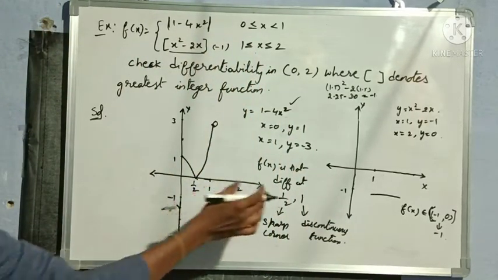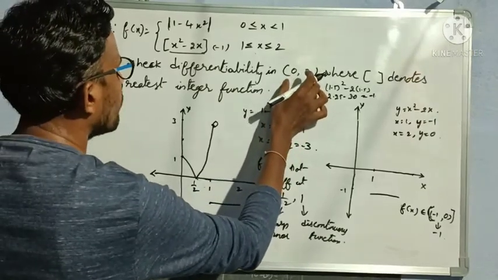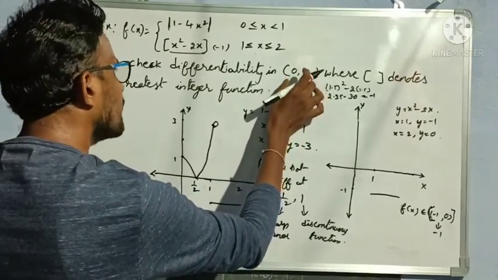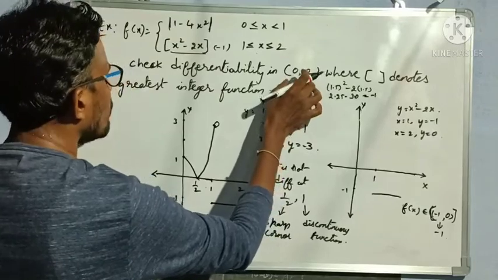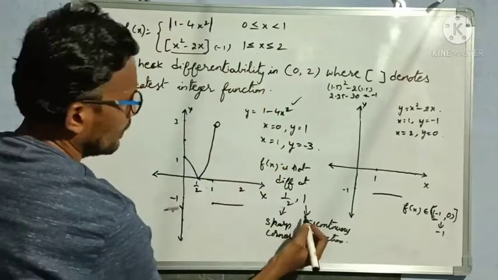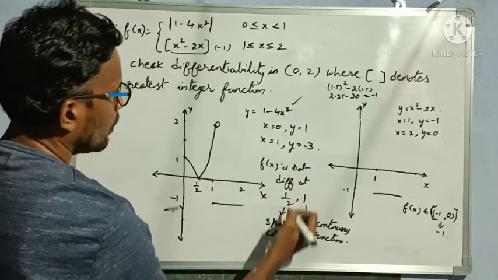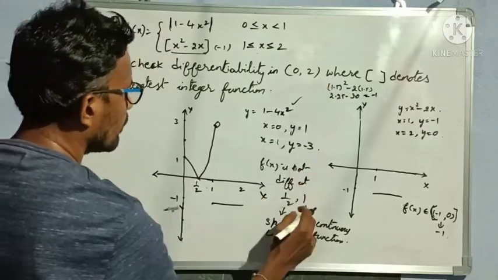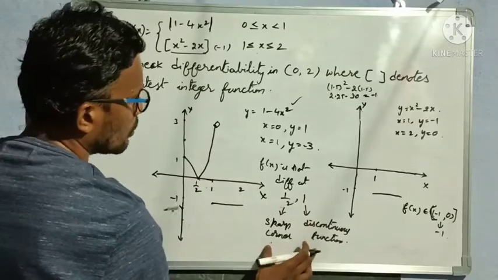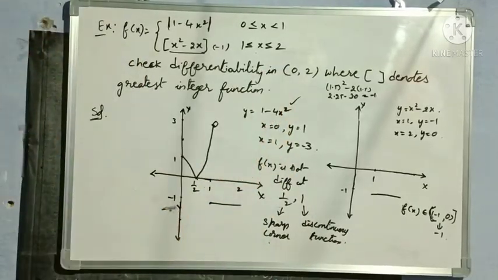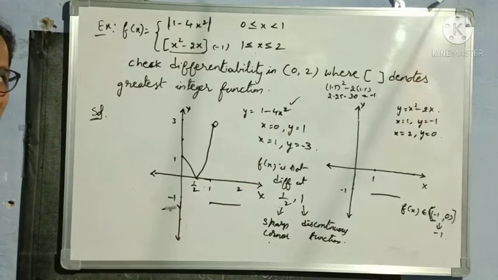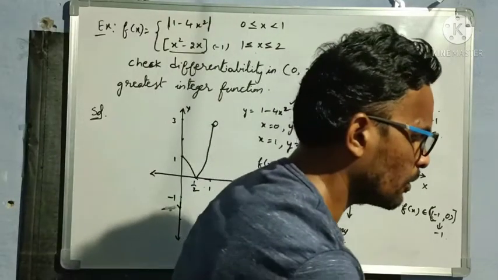Understood what I said? For this open interval, at each and every point in between we should get the function to be differentiable. But here in between 0 and 2, at 1 by 2 we are getting a sharp corner, so it is not differentiable, and at 1 we are getting a discontinuous function. So these two are the reasons for this function to be not differentiable. Everybody understood up to here? Yes? Okay, let us move to our next example.